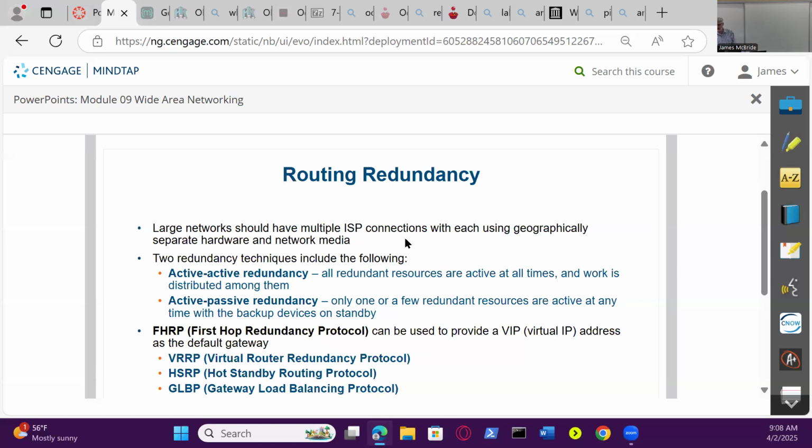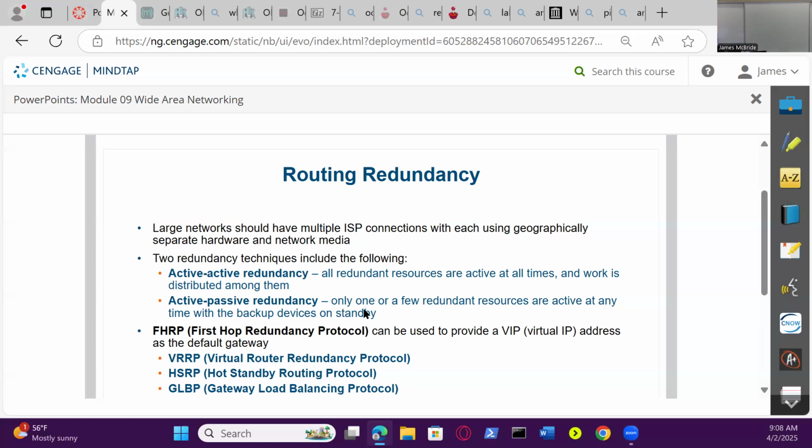So, type of routing redundancy, active redundancy: all redundant resources are active at all times. And that's what I mentioned first. All that traffic is distributed among them. We have different ways to get there. If one becomes too overloaded, then the other is going to be kicked over. And then there's different ways to get that done, round robin and all sorts of things.